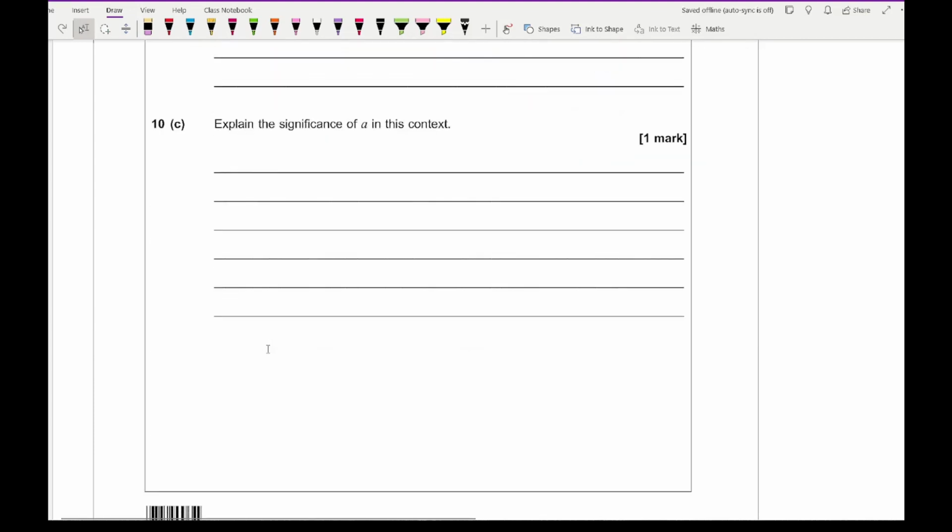It then says for 10c, explain the significance of a in this context. Well, in this context, a is the price for a 1 carat diamond.